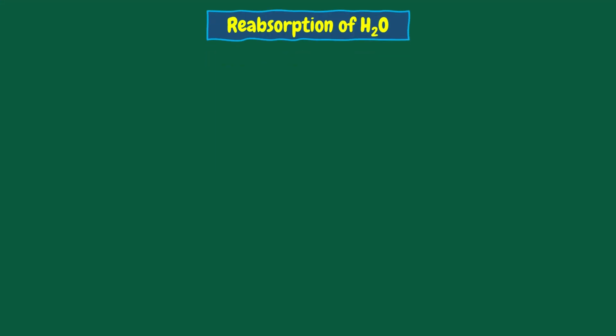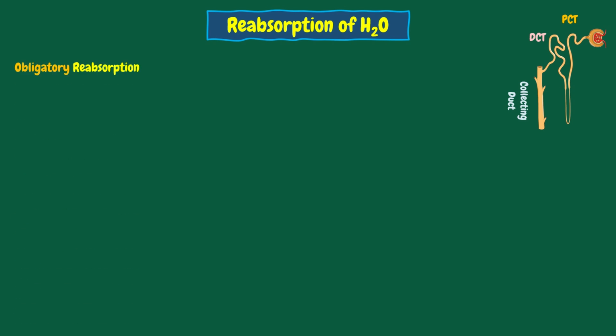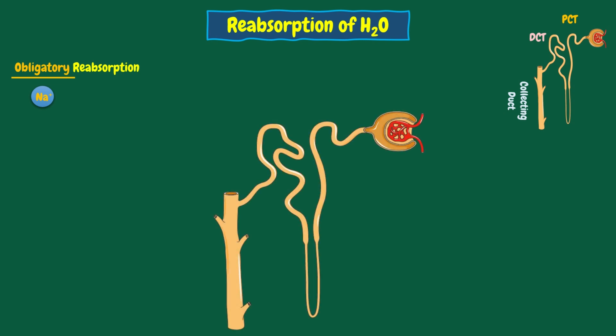Now let's discuss the reabsorption of water. The reabsorption of water occurs from the proximal and distal convoluted tubules and in the collecting duct. Reabsorption of water from the proximal convoluted tubule is called obligatory water reabsorption. Obligatory reabsorption is the type of water reabsorption in the proximal convoluted tubule, which is secondary or obligatory to sodium reabsorption.